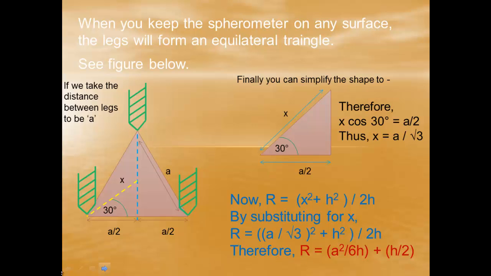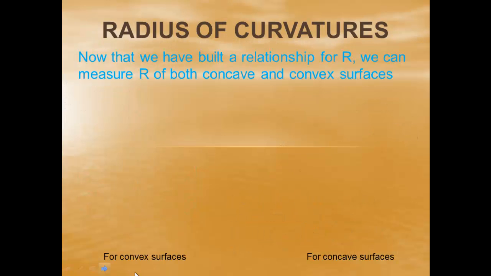And finally you can say that r squared is equal to h squared by 6h plus h by 2. So that's about the general equation that we normally use to find the radius of curvature. Now you can find the value of h easily. You can also find the value of a easily using the vernier caliper. So using that equation, you can finally find the radius of curvature of such an object.